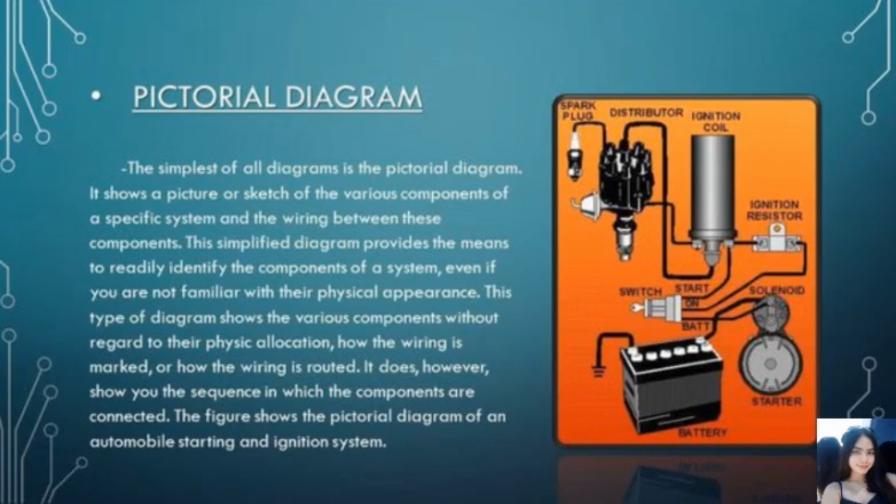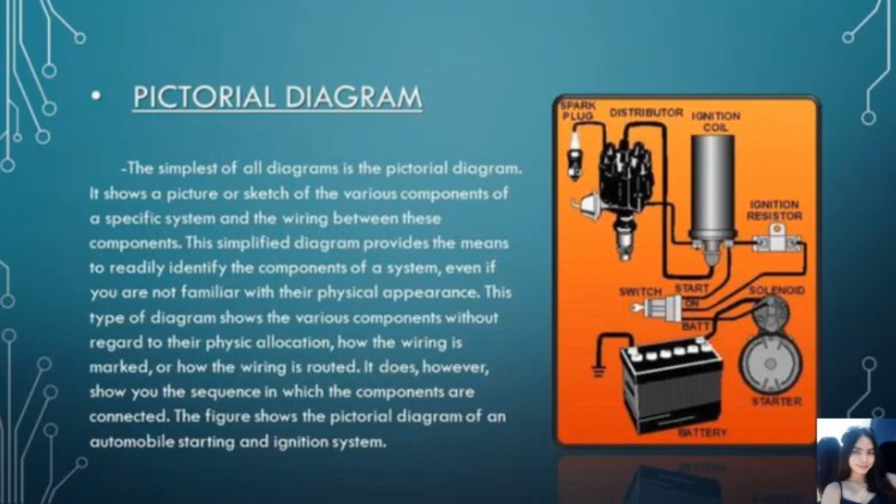Pictorial diagram. The simplest of all diagrams is the pictorial diagram. It shows a picture or sketch of the various components of a specific system and the wiring between these components. This simplified diagram provides the means to readily identify the components of a system, even if you are not familiar with their physical appearance. This type of diagram shows the various components without regard to their physical allocation, how the wiring is marked, or how the wiring is routed. It does, however, show you the sequence in which the components are connected.